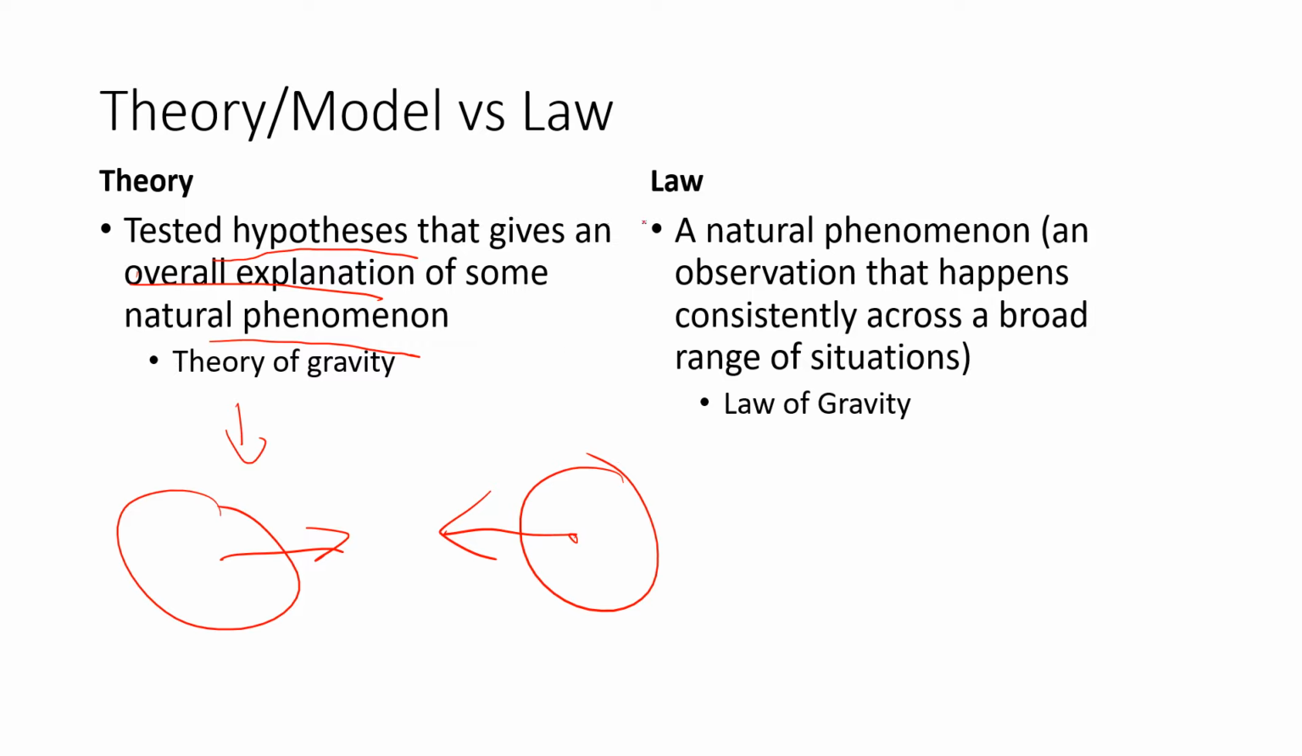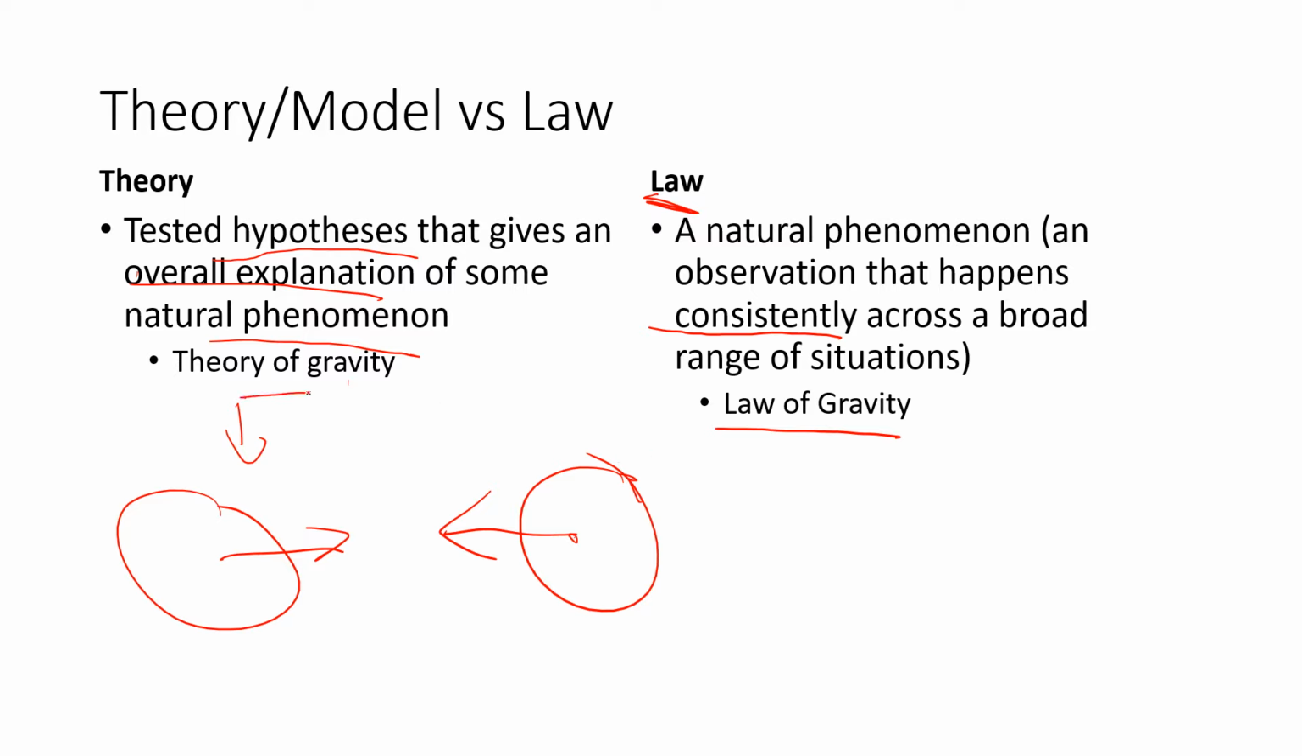How is that different from a law? Well, a law is a natural phenomenon. So whereas a theory is trying to explain some natural phenomenon, a law is a natural phenomenon. It's an observation, not a hypothesis, but an observation that happens consistently across a broad range of situations. So the example I'm going to use is the law of gravity. The law of gravity states that two objects with mass will feel an attractive force with each other. Okay, that's the law of gravity.